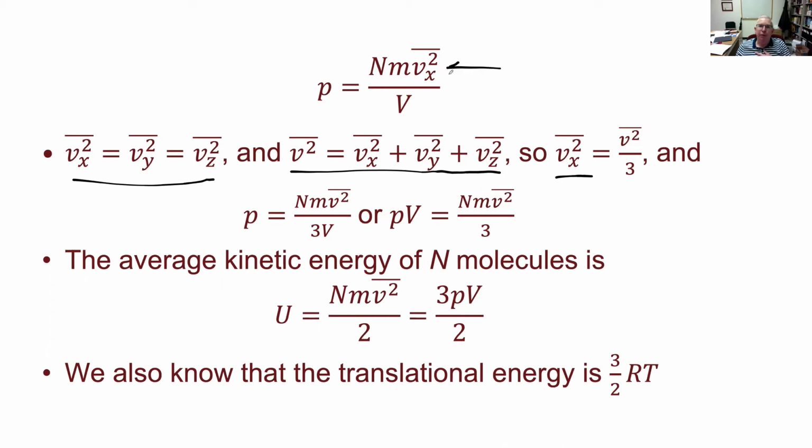for what is my Vx squared. When I do that, what's going to happen? I'm going to take the x off, and essentially I'm just going to stuff a 3 down in the bottom with the v. So that gets me this equation here, which says I've got the number of molecules times the mass of the particle times the average of v squared all over 3 times the volume.